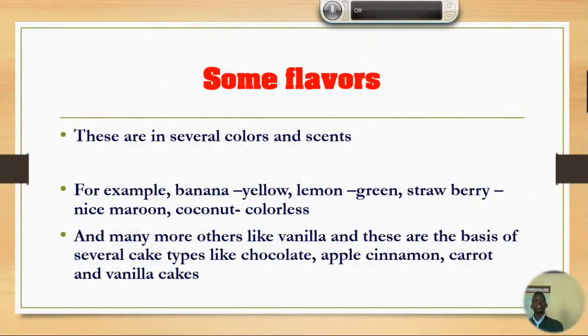Some of the flavors that are usually used commonly have several colors and several scents. For example, banana is yellow and is common in bubblegum, for those who like tasting it. Lemon is green, strawberry is maroon, coconut is colorless, and many others like vanilla. These are the basis of several types that you make, like chocolate, apple cinnamon, carrot, and vanilla cake.